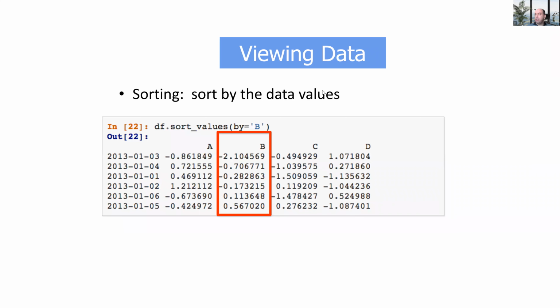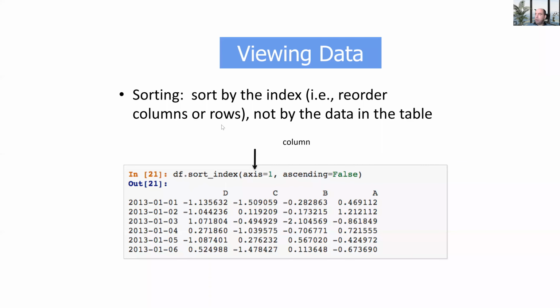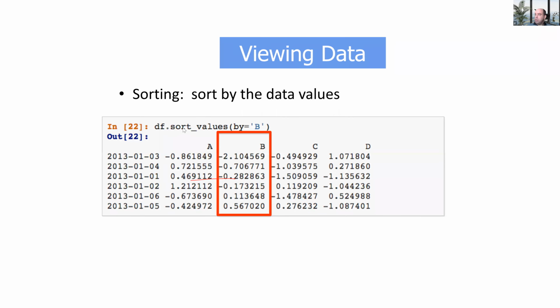Any questions until now? No question. Good. So now I want to sort not by the index, but by the values in the data. So instead of sort index, I use sort values.